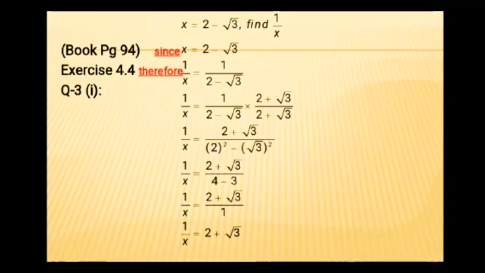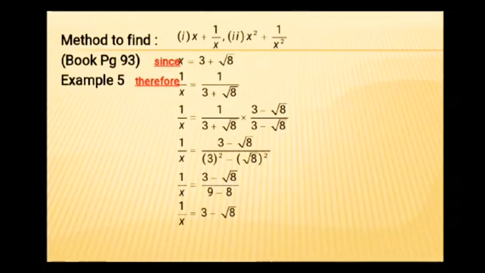So you can see here, we can apply which identity? Third identity, because the terms are the same, the symbols are different. So a square minus b square is the third identity which we will apply here: 2 whole square minus under root 3 whole square. After simplification, you will get 2 plus under root 3 divided by 4 minus 3, as under root and square will cancel each other. So 2 plus under root 3 divided by 1. There is no need to write 1 in the denominator. So the final answer is 1 over x is equal to 2 plus under root 3. I hope the steps are clear to you, students.